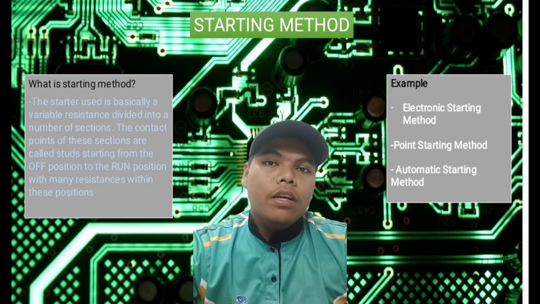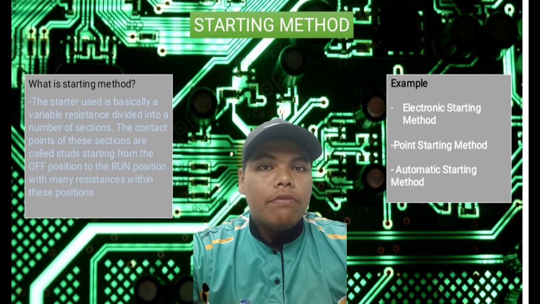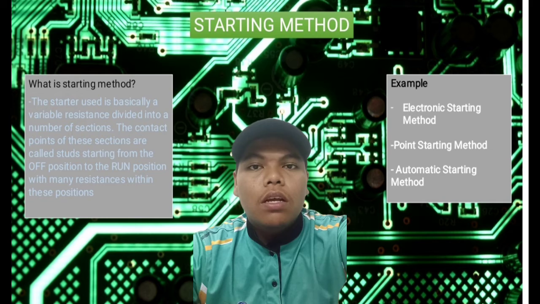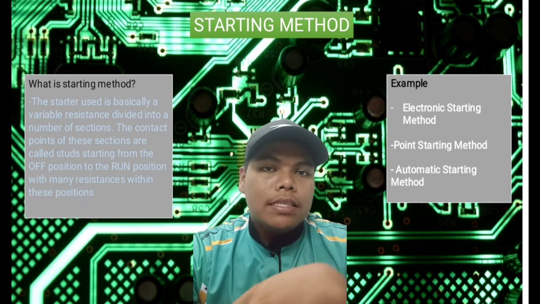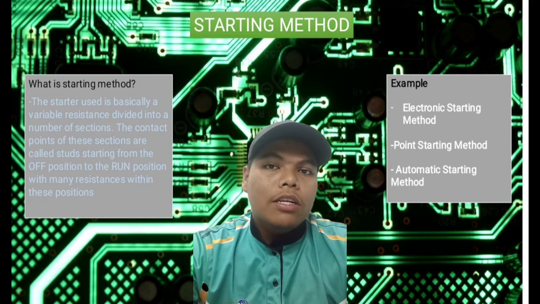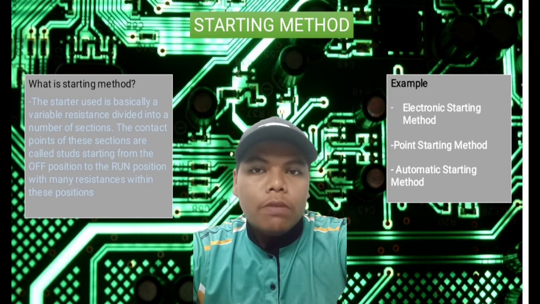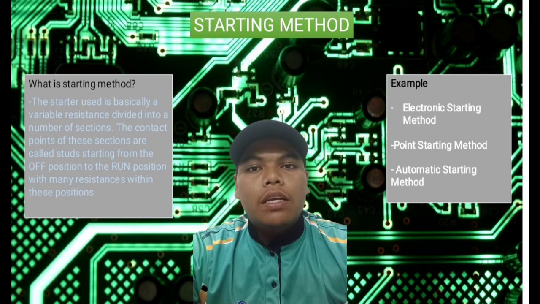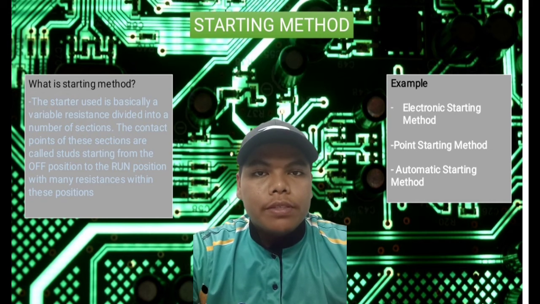Starting method. So what is starting method? So the starter used is basically a variable resistance divided into a number of sections. So the contact points of these sections are called studs, starting from the off position to the run position with many resistances within this position. So starting method has three examples. First is electronic starting method, second is point starting method, and third is automatic starting method.